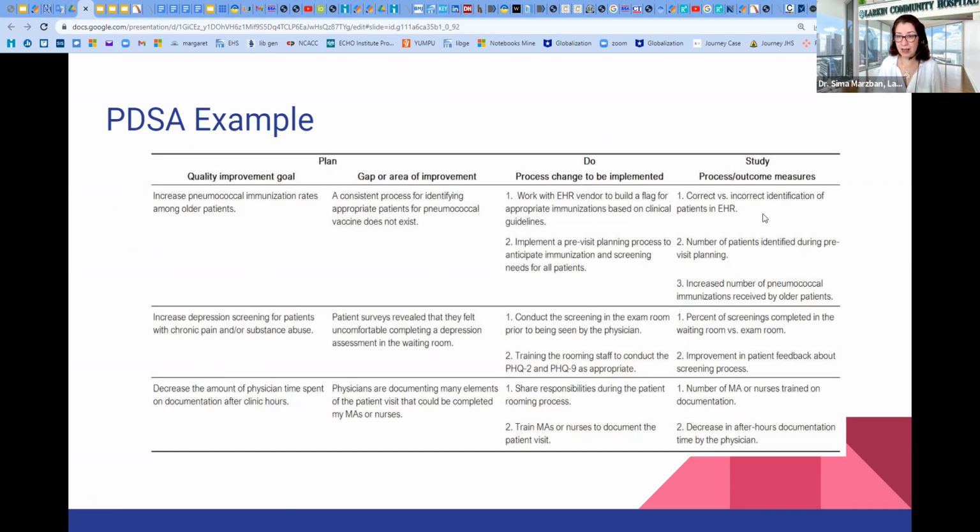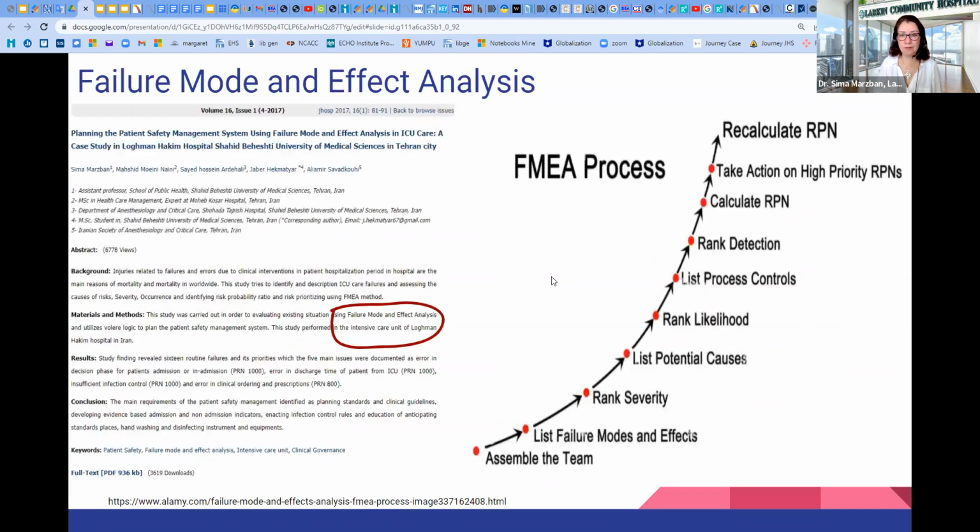The doing phase and the studying phase, you see here, they are measuring something measurable: number of patients identified, percentage of screening completed, improvement in patient feedback about the screening process. So you see, they are considering some measurements for study phase of the PDSA. Okay, PDSA methodology was discussed in a very brief description. Again, it needs hours to discuss that phase, step by step and practical, but let me just provide a brief description of all of these methods.